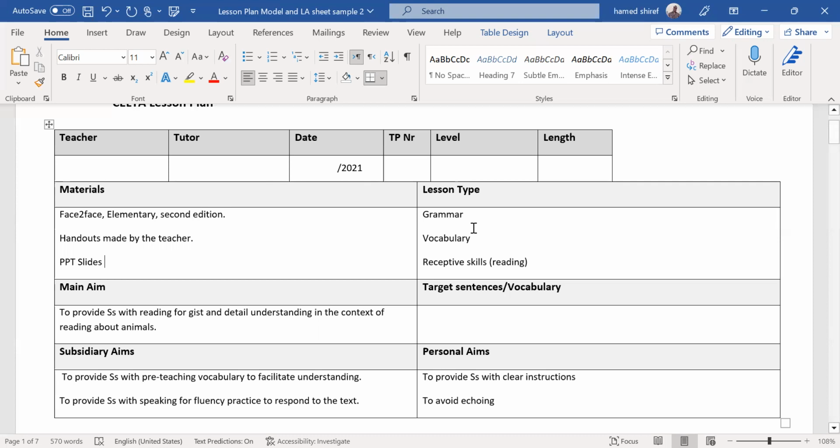to look at. Okay. Now, the lesson type depends on whether you have grammar, vocabulary, receptive skills, reading, productive skills, writing, or speaking. So it depends on the lesson type. So you will need to choose one of those according to your lesson.